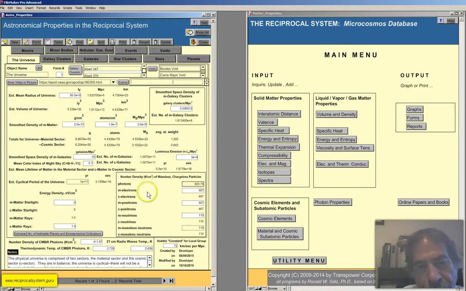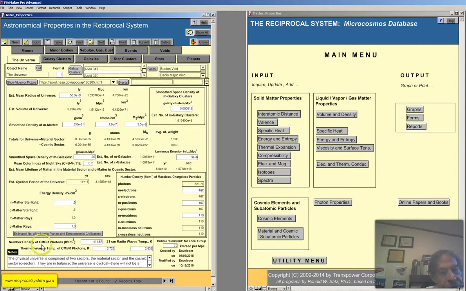Now, as for the massless charges, I'm sorry, there should be 4: material electrons, cosmic electrons, material positrons, cosmic positrons. These are interpolated. These are more complex than photons, but less complex than neutrinos or massless neutrons. So my interpolation is 467 number divided by cubic centimeter.